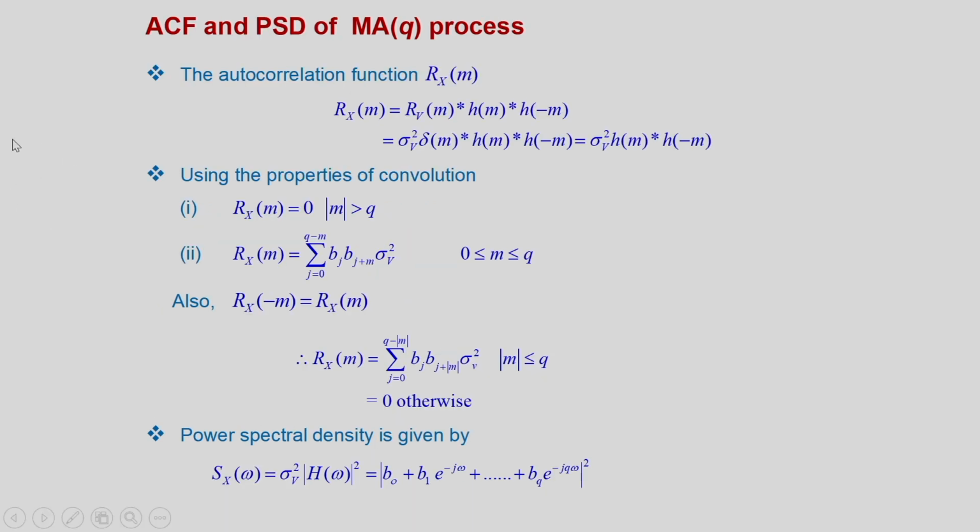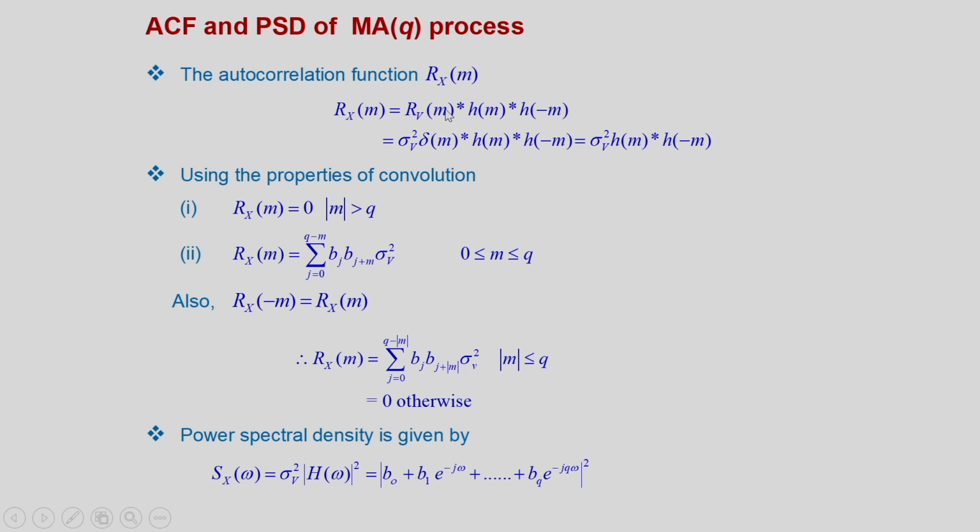We know that if it is a WSS process, it is characterized by its autocorrelation function and corresponding power spectral density. We will see what the ACF, autocorrelation function, and PSD, power spectral density, of an MA(q) process are. The autocorrelation function R_x[m] is equal to R_v[m] convolved with h[m] convolved with h[-m]. We derived this relationship while studying the response of a linear system to WSS input. There we established that the output autocorrelation function is the convolution of the input autocorrelation function with h[m] and h[-m]. h[m] is the impulse response of the system.